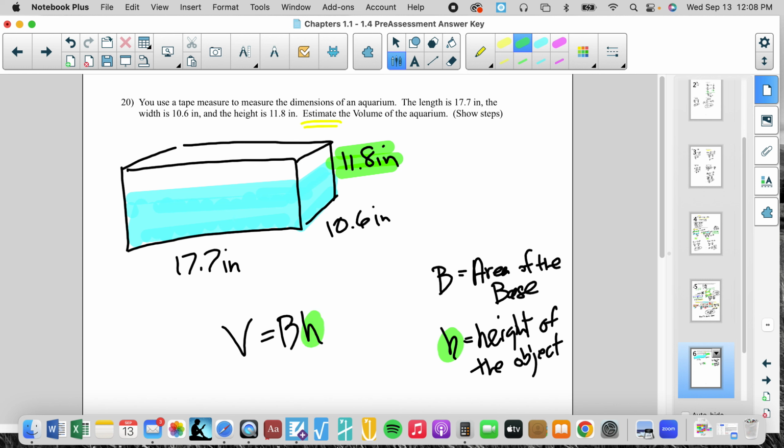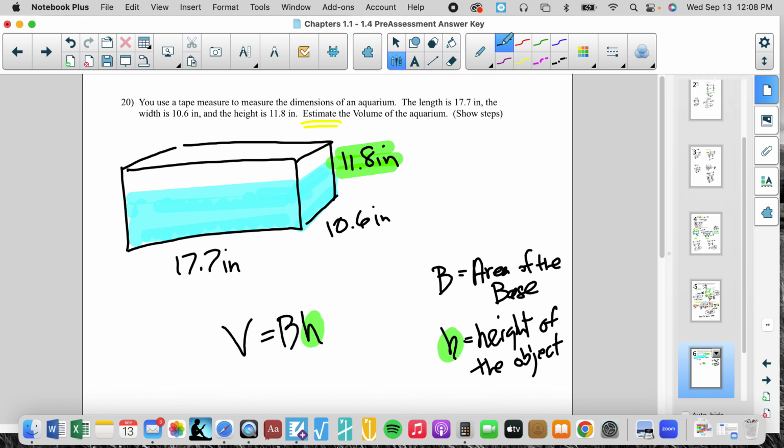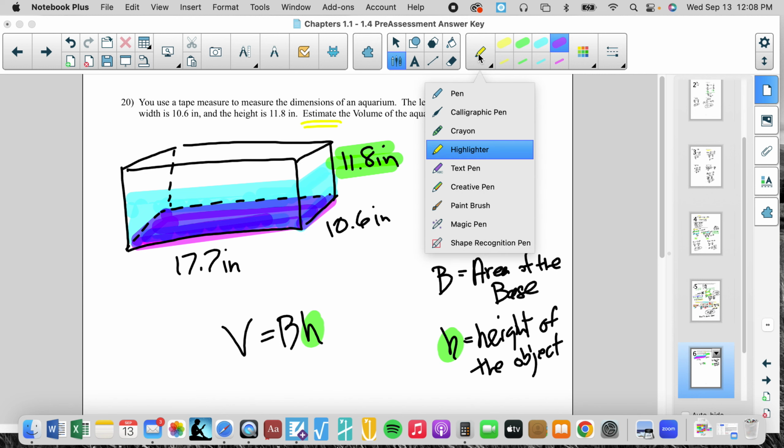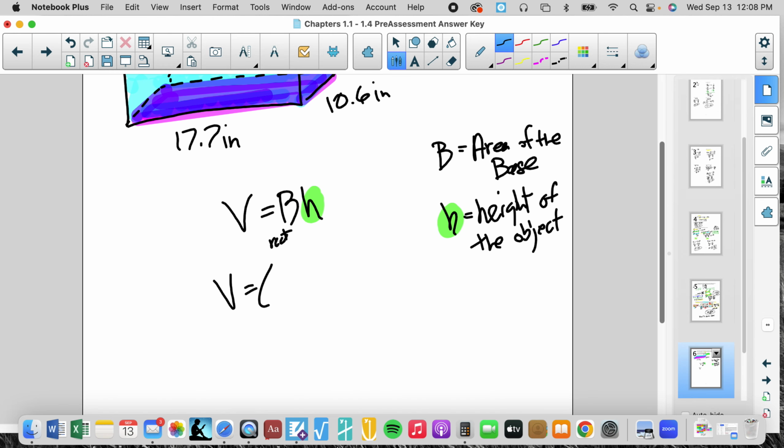The base area, if I have to find the area of the base, is going to be the bottom of this container. It's going to be the bottom part. So I have to find the area of my base. That is down here. This is the base of the tank, and I have to find the area. The shape of that area is a rectangle. How do I find the area of a rectangle? Area of the rectangle is length times width. That goes in there. And the height.